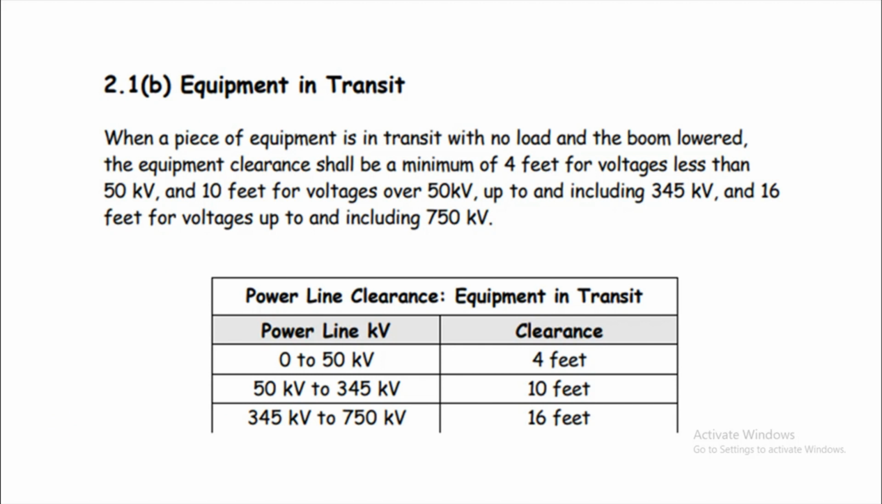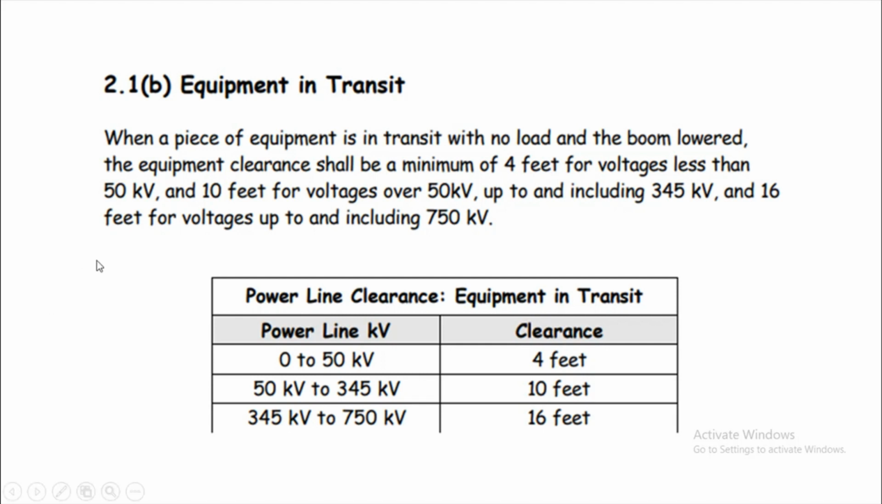When a piece of equipment is in transit with no load and boom lowered, the equipment clearance shall be a minimum of 4 feet for voltages less than 50 kilovolts, and 10 feet for voltages over 50 kilovolts, up to and including 345 kilovolts, and 16 feet for voltages up to and including 750 kilovolts.